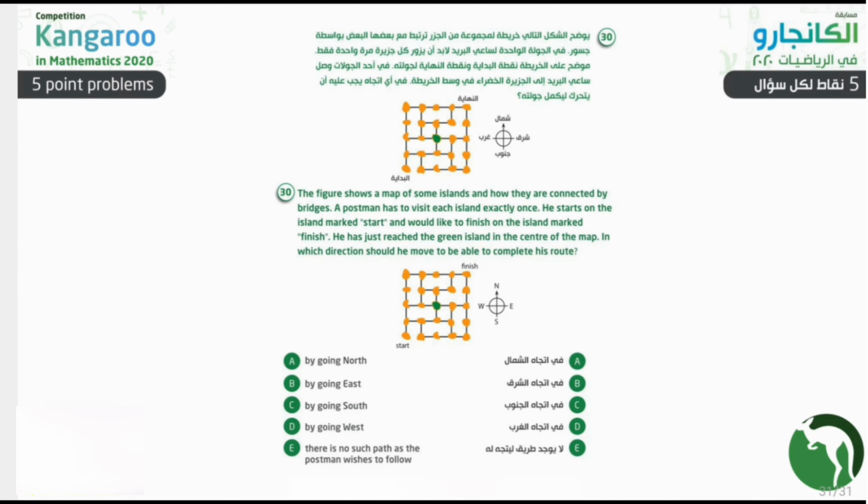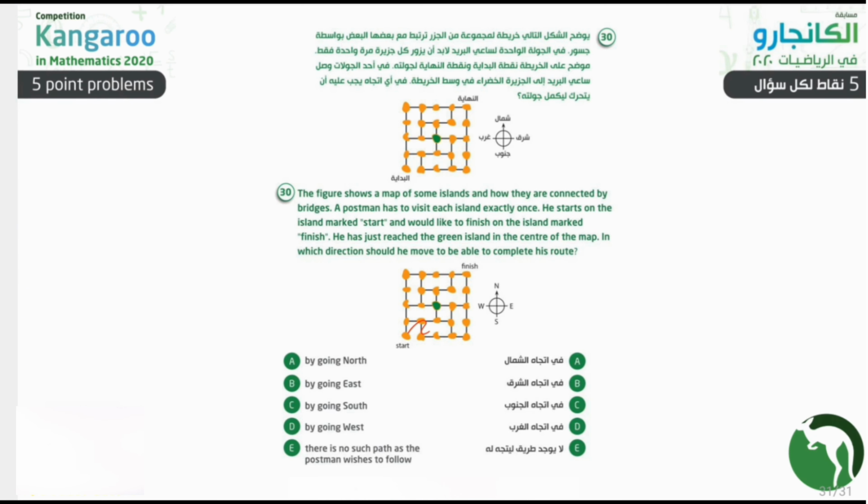Okay, so first of all, let's assume he will start from here. So let's assume he goes in this direction. By going in this direction, it's so hard to go through all the islands after that. If we reach this island and he follows this path here, he will reach the finish island without reaching the other islands. So let's try another path.